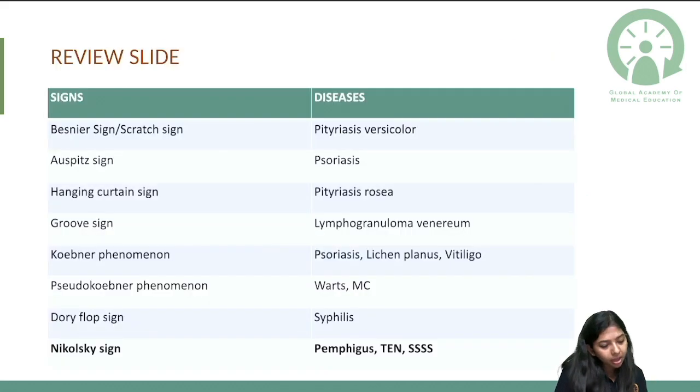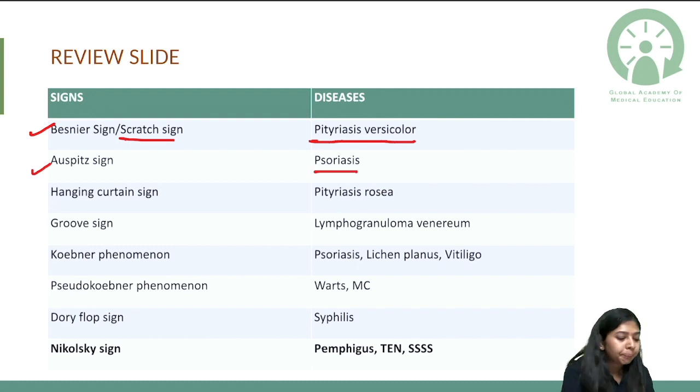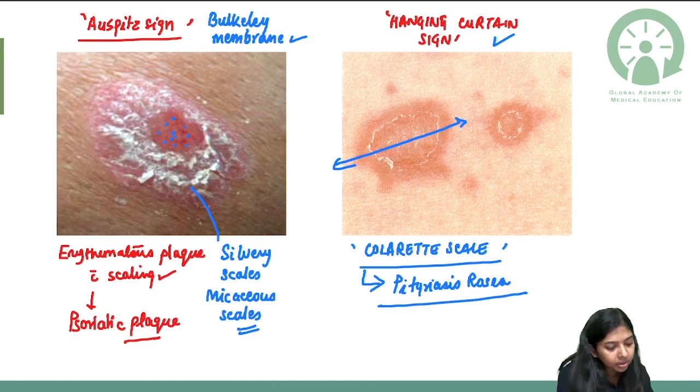Okay. So this is again a review slide for you to take a screenshot and revise whenever you are free. Besnier's sign or scratch sign, I've already explained. Pityriasis versicolor: when you scratch the lesions with the help of your nail, you get very fine scaling, and that helps you make a diagnosis of pityriasis versicolor, because sometimes the scaling is not very evident. Auspitz sign is seen in psoriasis, pinpoint bleeding when you remove the scales. And what is the test known as? This test is known as the grattage test. Okay, remember, this is the grattage test.